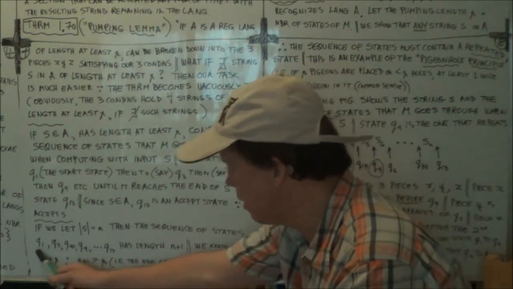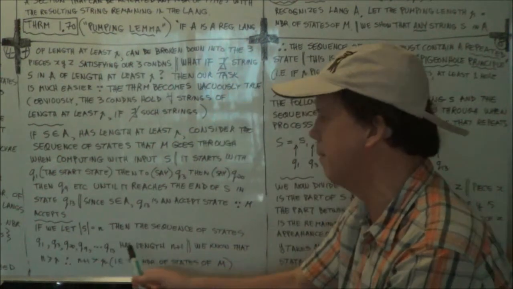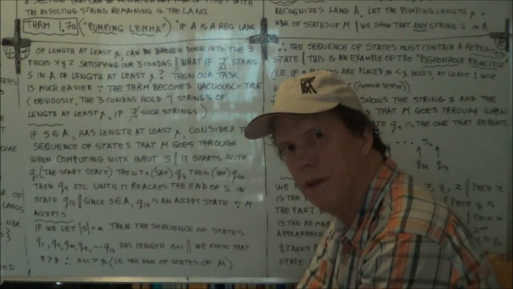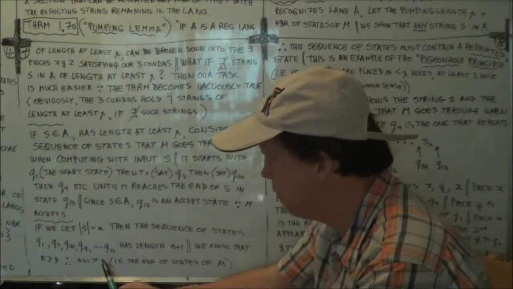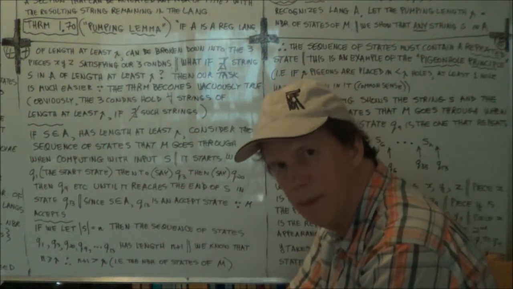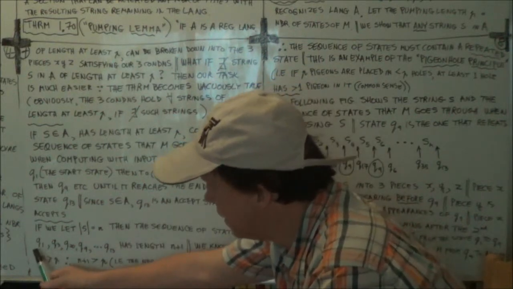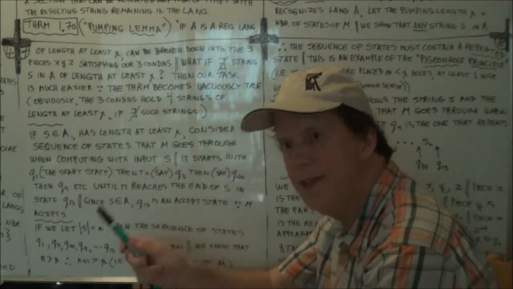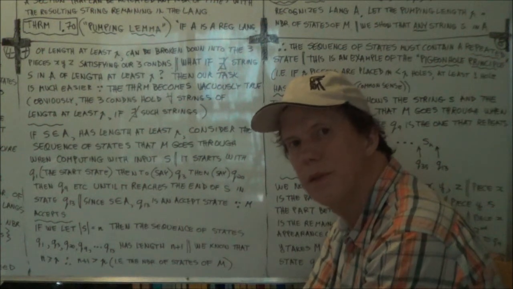But what is n plus 1? What's the number of states in your sequence? There's n plus 1 of them. But what's p? p is the number of states, period. n plus 1 is the number of states in this sequence, and p is the number of states that there are in the machine. Now put those together and you can deduce that this sequence of n plus 1 states has to have at least one state that's repeated.